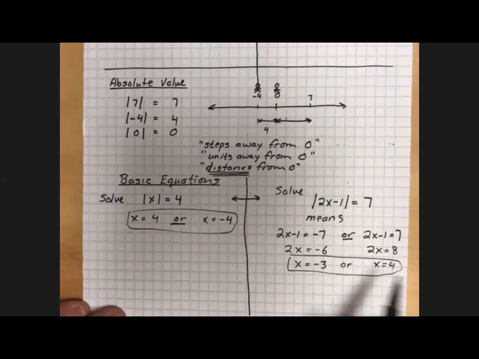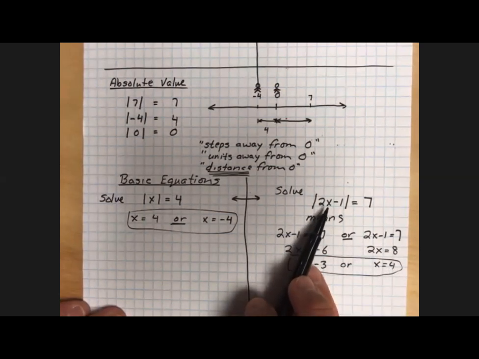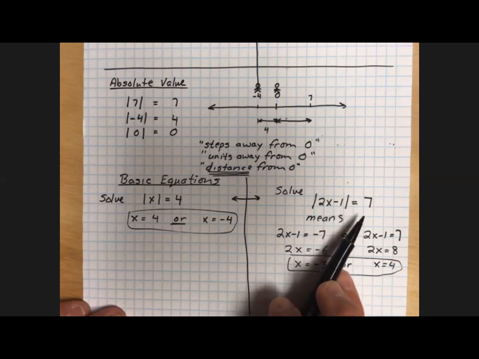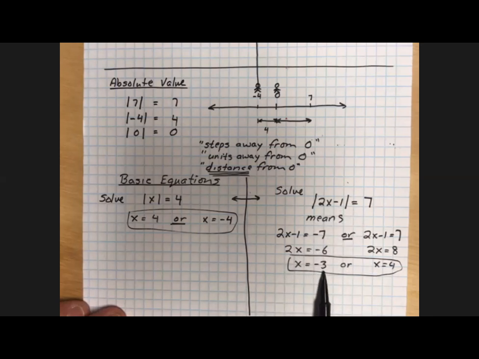Let's try the 4. Just imagine the 4 being right here. 2 times 4 is 8. 8 minus 1 is 7. I'm good. Let's imagine the -3 being right here. 2 times -3 is -6. Subtract 1 is -7. And the absolute value of -7 is 7. I'm good.